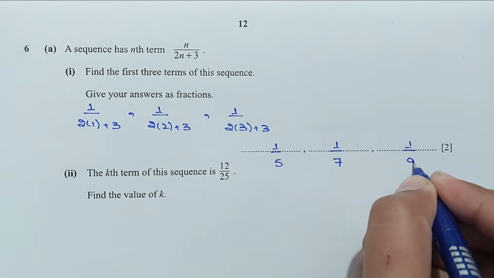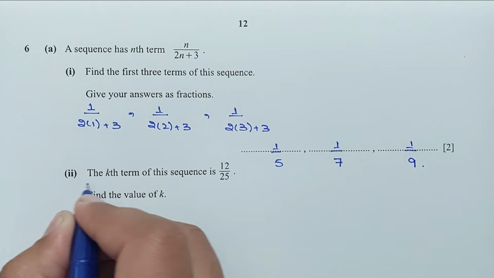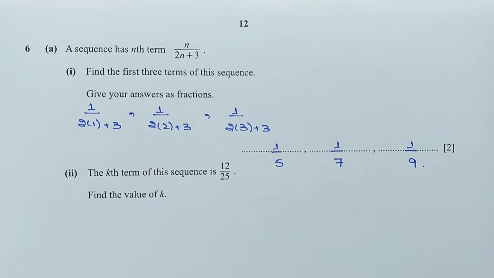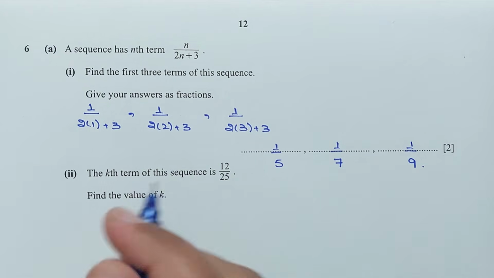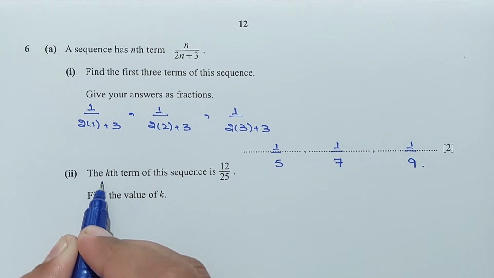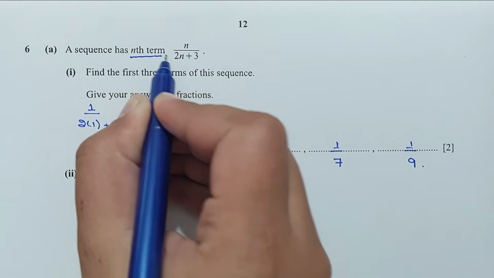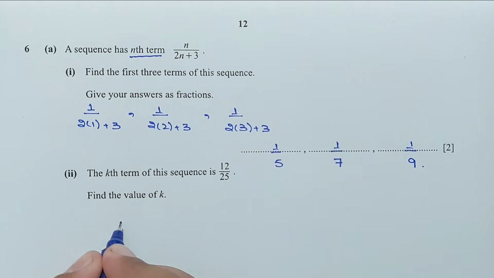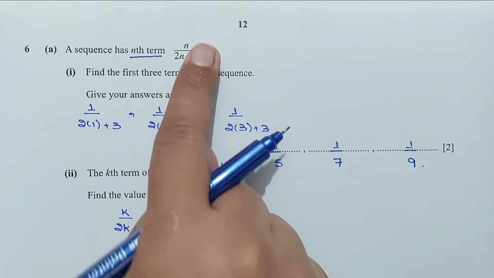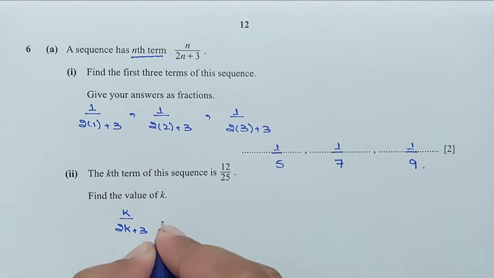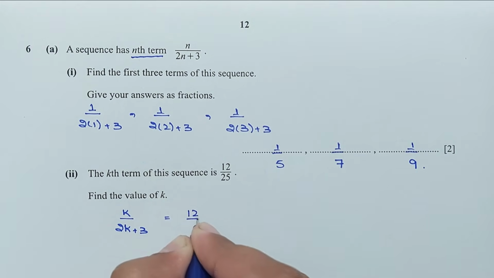2 times 3 is 6 and 6 plus 3 is 9, so 1 out of 9. Now for the second part, the kth term of this sequence is 12 over 25. Find the value of k. So this is the kth term, right? We have been given the nth term of the sequence, so the kth term would be k over 2k plus 3. In terms of n, we are substituting n with k. So this is the kth term and it should equal 12 out of 25.